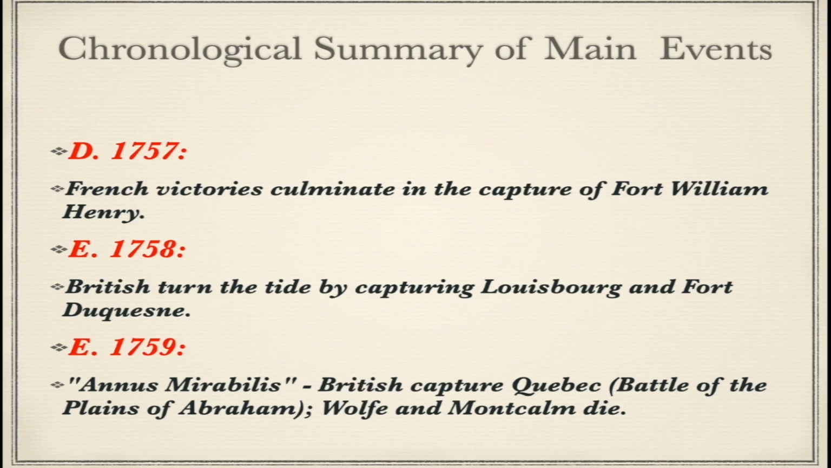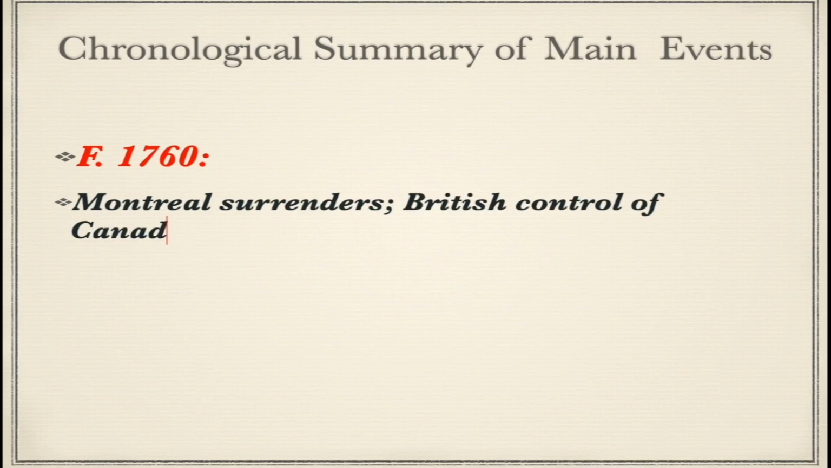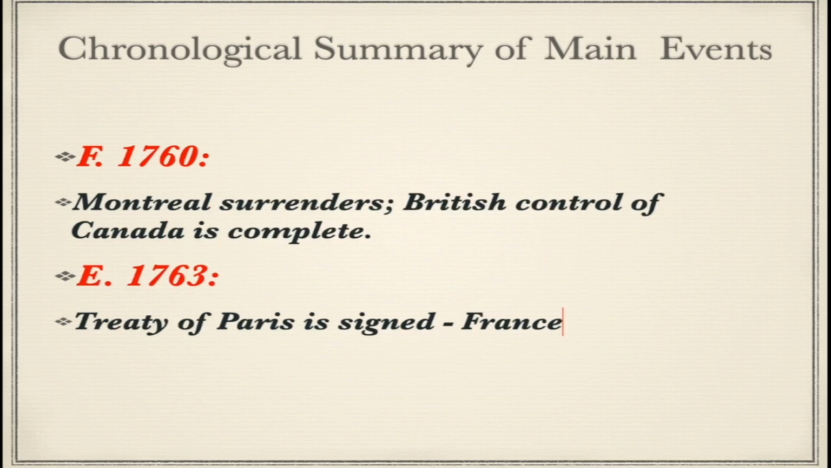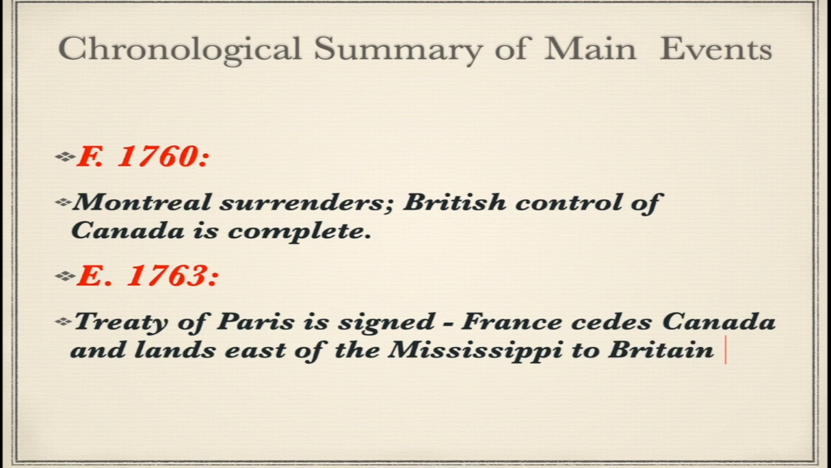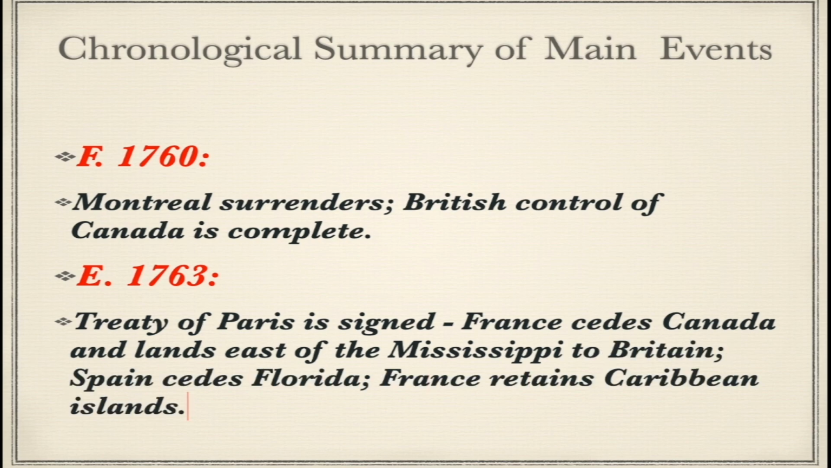F. 1759. Annus Mirabilis. The British capture Quebec at the Battle of the Plains of Abraham. Wolfe and Montcalm die. G. 1760. Montreal surrenders. British control of Canada is complete.